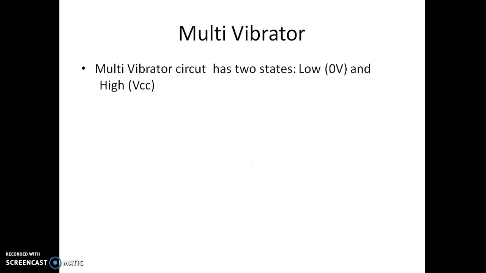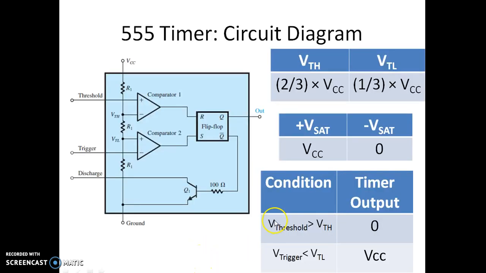Suppose if the threshold voltage is greater than VTH, so V plus is greater than V minus, and the comparator output will be high. If this is high, you're making R equal to 1. When R is 1, you are forced to reset the output, so the output becomes 0. So when threshold voltage is greater than VTH, the output voltage of the entire timer is 0 volt.